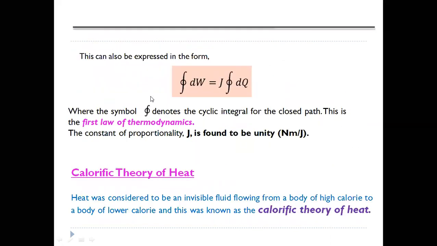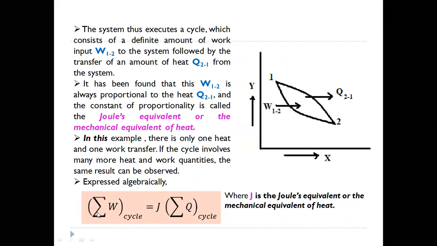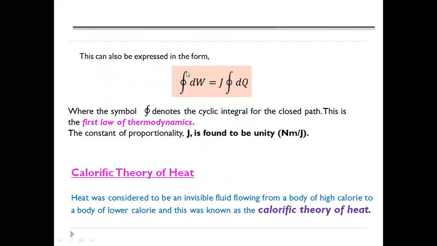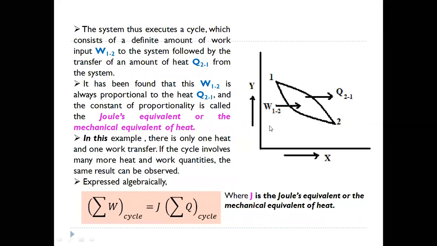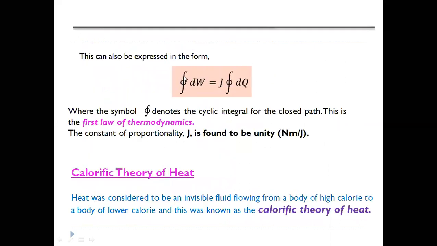Okay. So this summation can also be expressed in terms of an integral, since it is done for a cycle. So we have to represent it with a cyclic integral here. So the cyclic integral of dW is equal to J times the cyclic integral of dQ. This cyclic integral symbol denotes a closed path. So 1 to 2 and 2 to 1 is a closed path, and we represent that cycle in terms of the cyclic integral. So this is the first law of thermodynamics for a cyclic process.